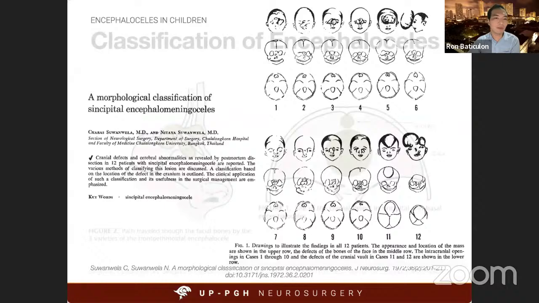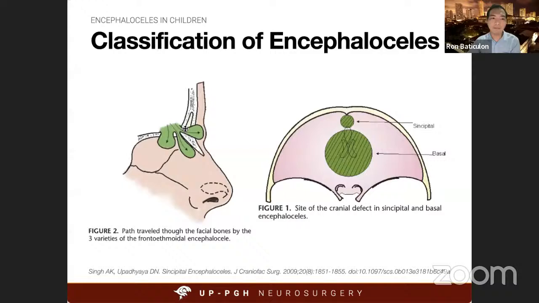So the sincipital encephalocele, the anterior ones, we divide them into a nasofrontal. So you see here, this is a nasofrontal encephalocele. So you look at the nasion. If the sac herniates above the nasion, then we would call it a nasofrontal encephalocele. If it herniates below the nasion, then we would call it the nasoethmoidal encephalocele. And if it herniates laterally and involves the medial orbital wall, then that would be a nasoorbital encephalocele.